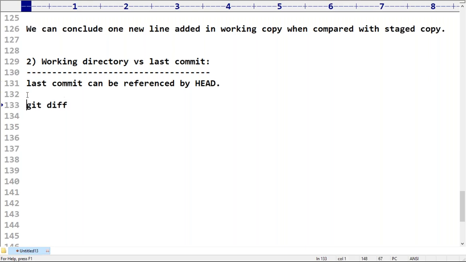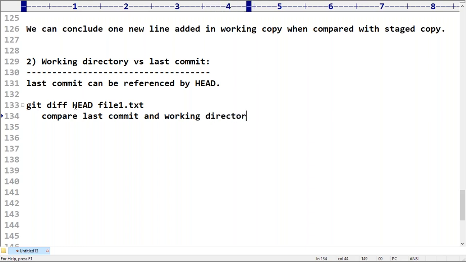Now, git diff HEAD, we require to take file1.txt. Okay, git diff HEAD file1.txt. Remember carefully, sir, here it will compare the last commit and the working directory. Last commit and the working directory, it's going to compare. So observe very carefully about this.